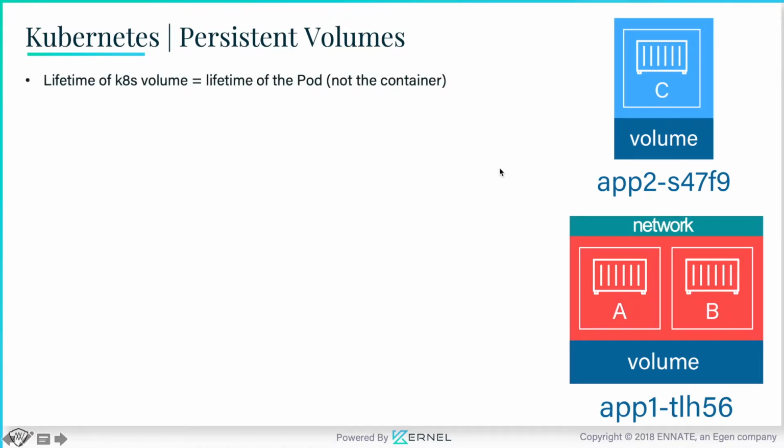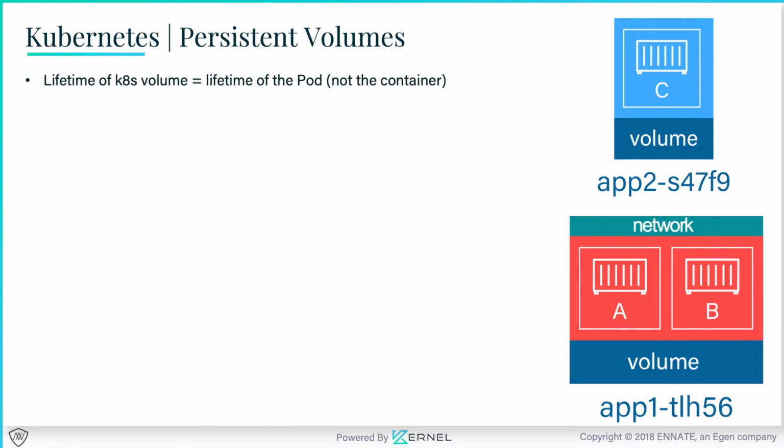So let's understand that. One of the differences between a Docker volume and a Kubernetes persistent volume is that in Kubernetes, the lifetime of this volume is actually dependent on the lifetime of the pod. So what does that mean? Well, even if this container goes down while the pod is still alive, or the container is getting restarted, the volume will still be preserved. So you don't have to worry about it.